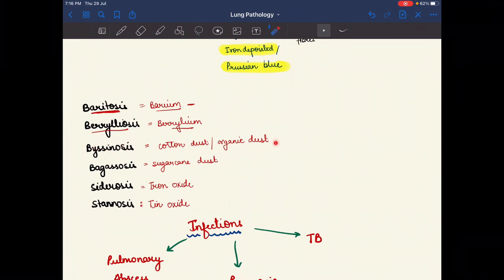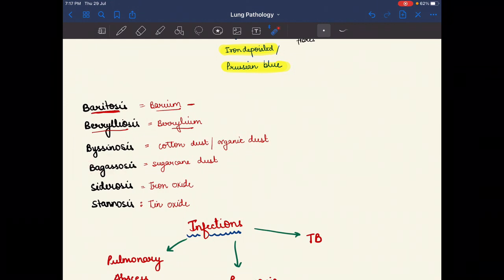And byssinosis. Byssinosis is a most important question, it already came in the July 2021 FMG exam: cotton, organic dust, sugarcane dust. Sugarcane dust is bagassosis. In byssinosis, business is there, and business is of cotton. So byssinosis is cotton dust or organic dust.